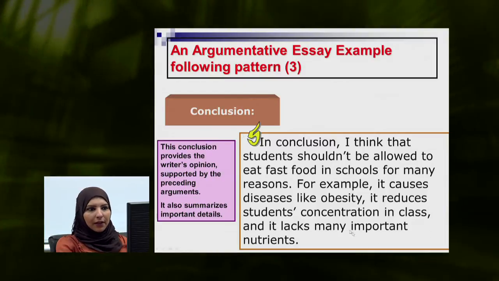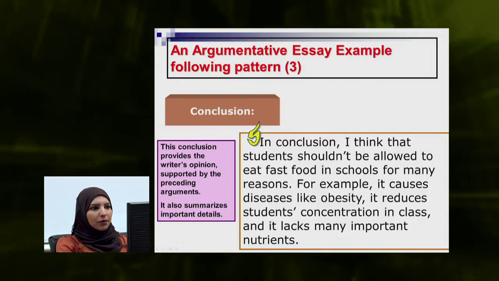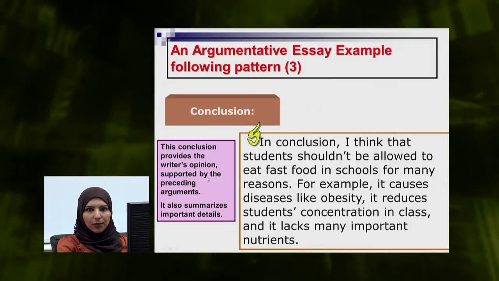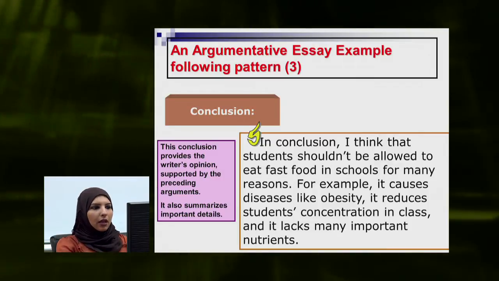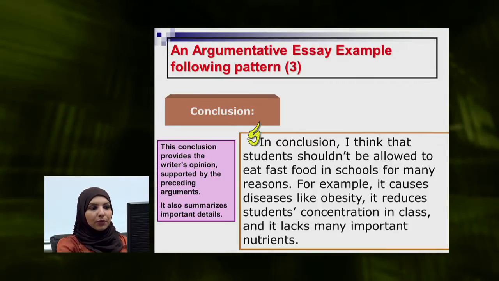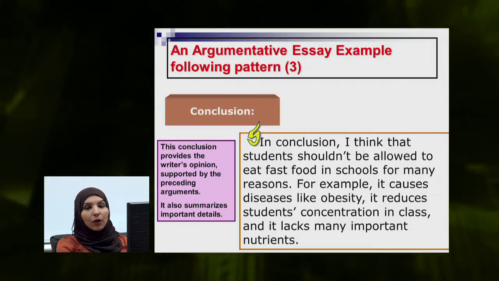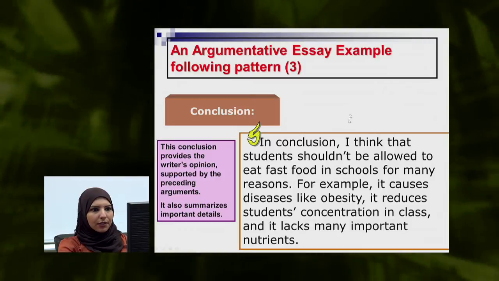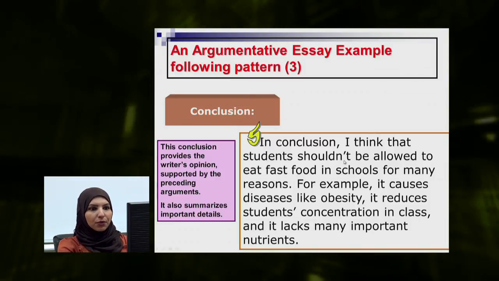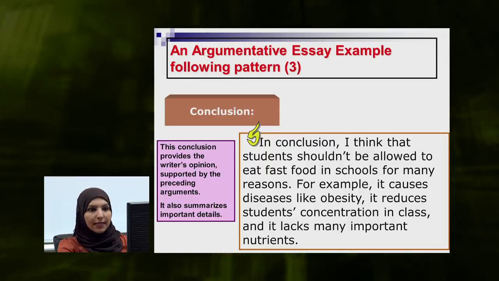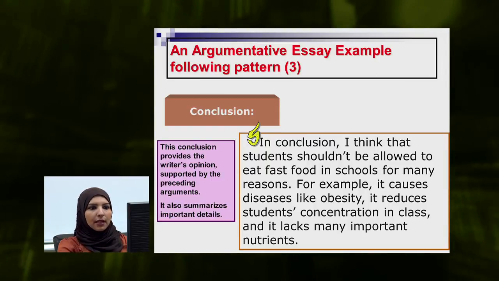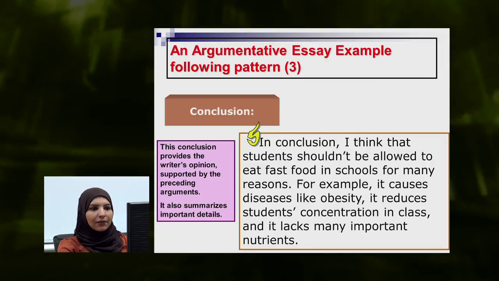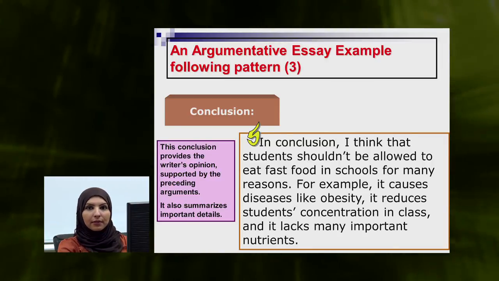Once you look at this paragraph, you will find out that this conclusion provides the writer's opinion, supported by the preceding arguments. In addition, it also summarizes important details. Now let's read it. In conclusion, I think that students shouldn't be allowed to eat fast food in schools for many reasons. For example, it causes diseases like obesity, it reduces students' concentration in class, and it lacks many important nutrients.